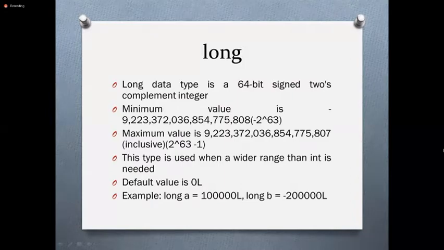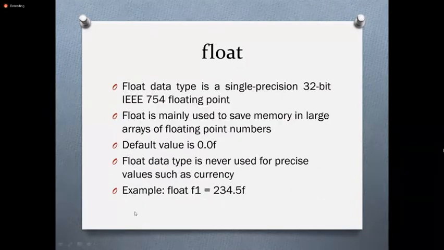Then the next data type is float. If we take the float data type, its size is 32 bits. This is mainly used to save memory in larger arrays of floating point numbers. The default value is given as 0.0f. This type is never used for precise values such as currency. If you want to declare a float variable, you can declare it in this manner. Float f1 assign 234.5f.